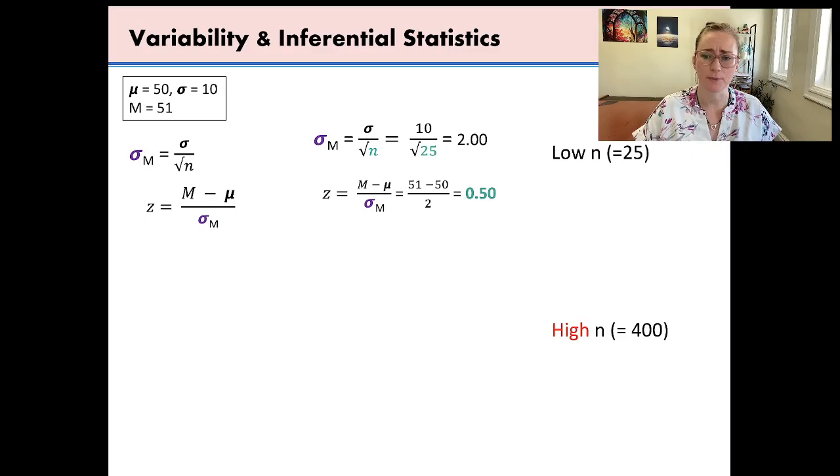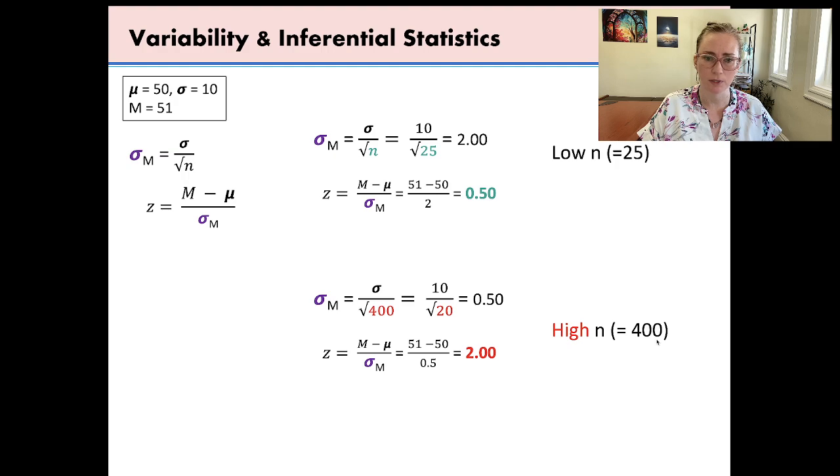Now let's look at a sample size of 400. Plug in those same exact numbers, but I'm taking the square root of 400, which is 20. Then I plug that into my z-score calculation, and I get 2. So with those exact same numbers, nothing changes but my sample size. I can go from not significant to statistically significant just from changing my sample size. So keep that in mind. Variability affects the statistical significance, and so does the sample size.